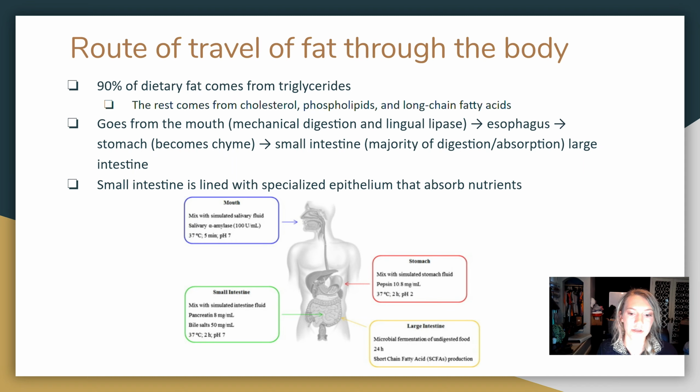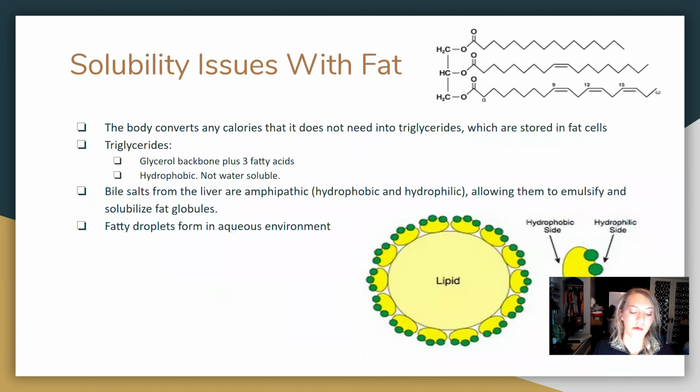and into the stomach, where it's mixed with simulated stomach fluid and it becomes chyme. It then travels down to the small intestine. This is where a majority of digestion occurs, and then it travels down to the large intestine, where microbial fermentation of undigested food happens. The small intestine is lined with specialized epithelium that absorbs nutrients from fat.